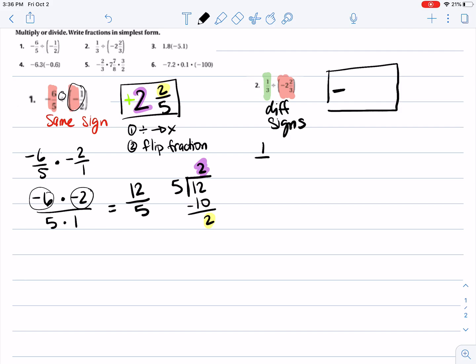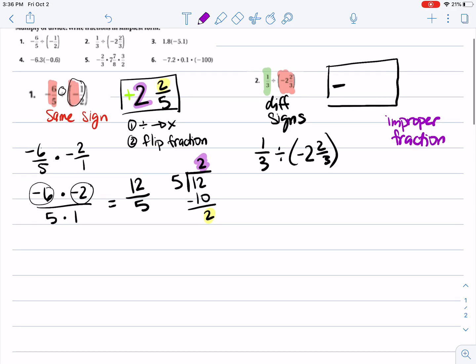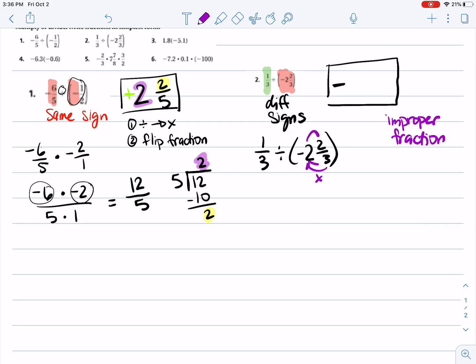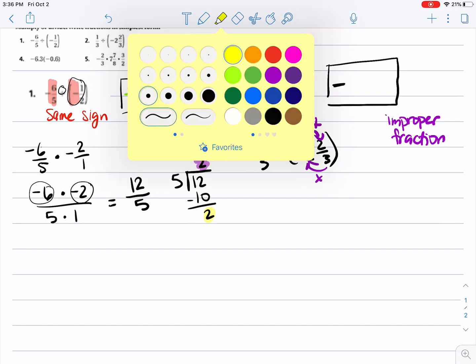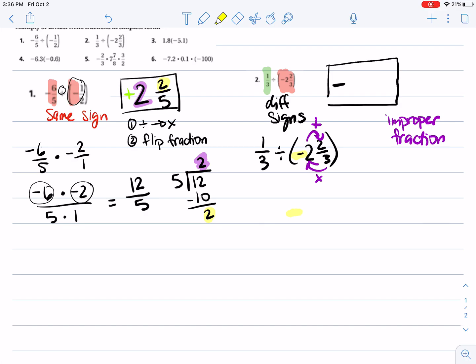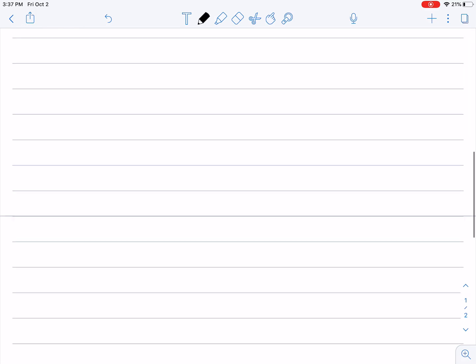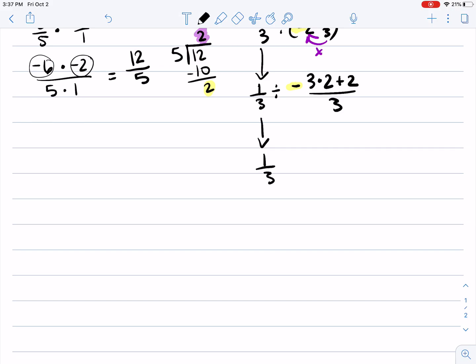When we are dividing, we want to make sure that any mixed numbers are turned into improper fractions. So our first step here is to change our mixed number into an improper fraction. And we do that by multiplying, and then we add. And this is a negative number, so we have to make sure we keep that negative sign with our improper fraction. So 3 times 2 plus 2 over 3. This is going to stay the same the whole time. And if I calculate that out, I get -8/3 divided by 1/3.